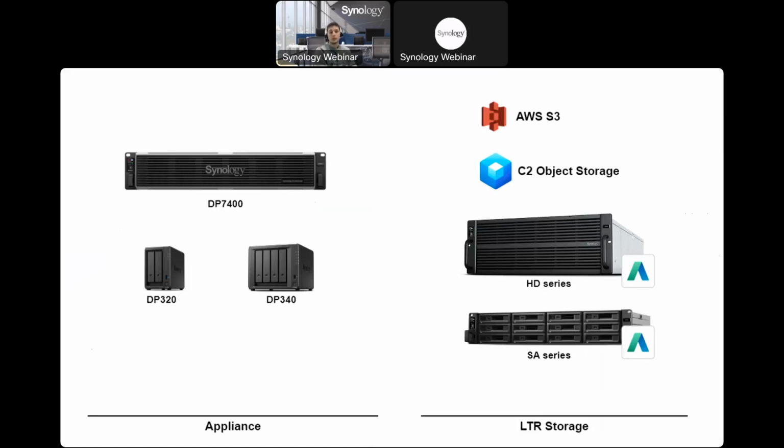For cloud solutions, we support AWS S3 and C2 object storage. For on-premises storage, we will support Synology scalable storage, including HD and SA series models. We developed the Active Protect Vault package for these two models. When users install the package on these series models, they can transform their storage servers into long-term retention repositories for Active Protect appliances.